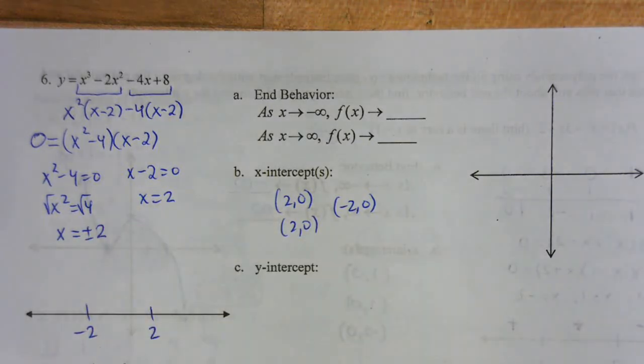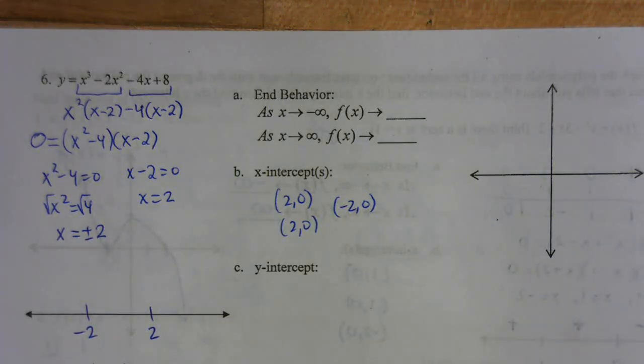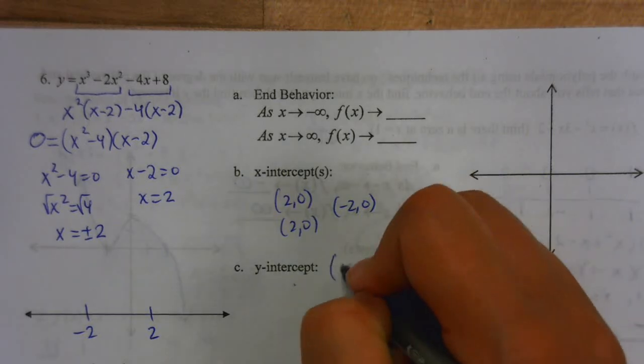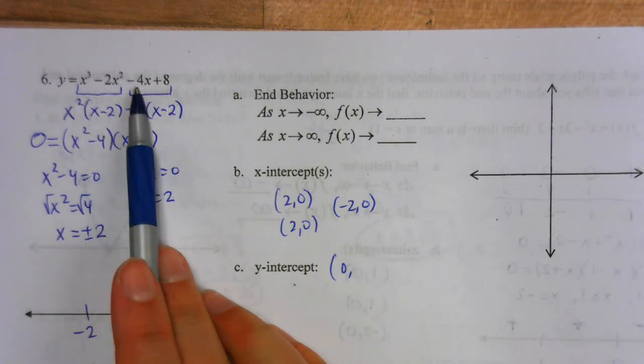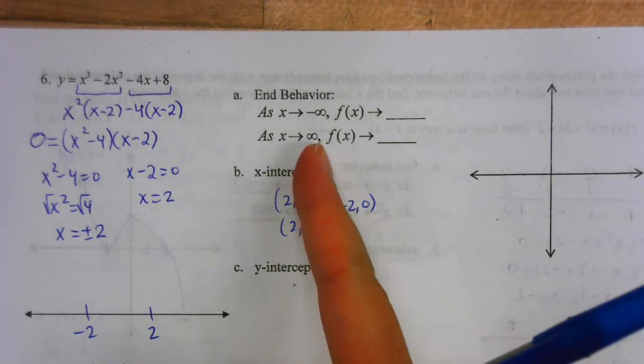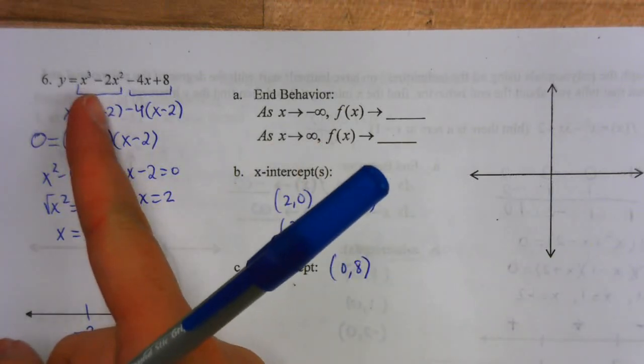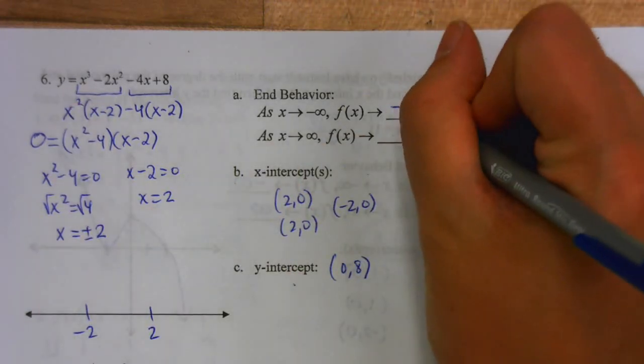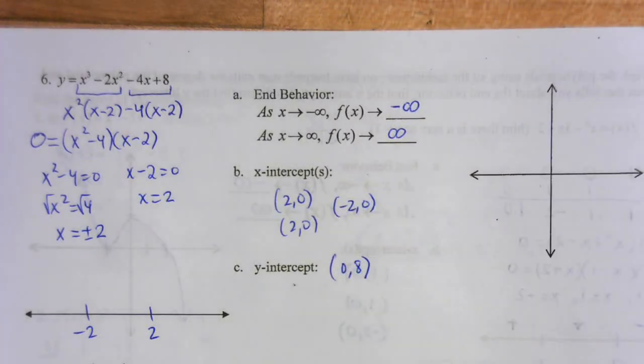So lucky me, I only have 2 values for my sign chart. I do need to find out what my y-intercept is. When I substitute in 0, we get 0, 0, 0, and an 8. And for my end behavior, it's a positive x cubed graph again. So same end behavior that we've had, negative infinity and positive infinity.